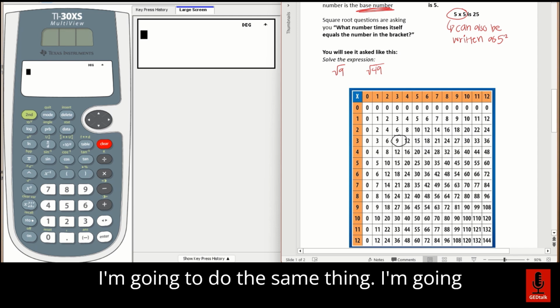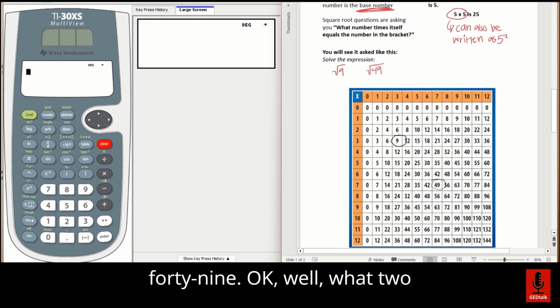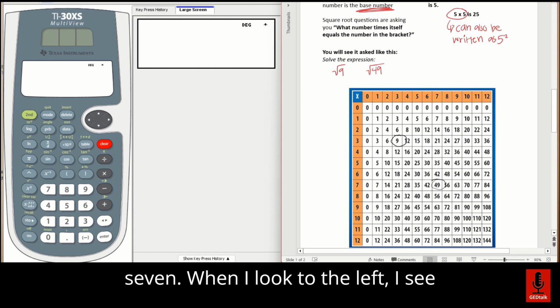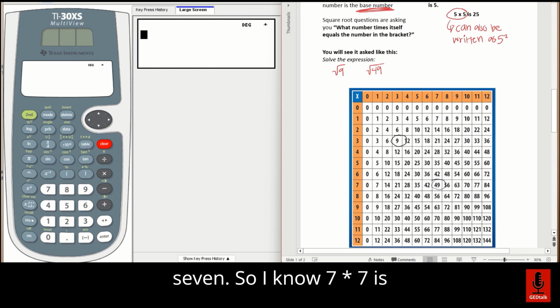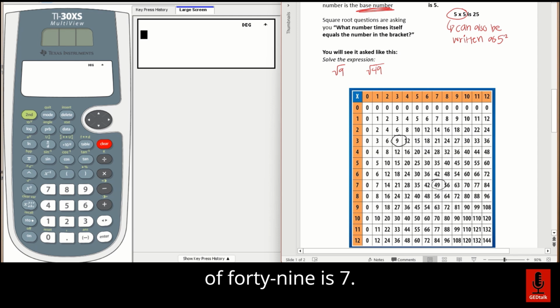What's the square root of 49? I'm going to do the same thing. I'm going to come diagonally and have my eye search, and I find 49. Well, what two numbers are meeting to get to 49? When I look up, I see 7. When I look to the left, I see 7. So I know 7 times 7 is 49, which means the square root of 49 is 7.